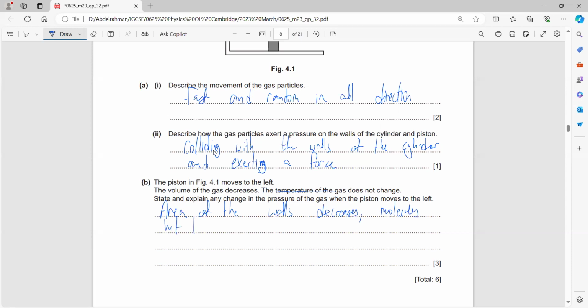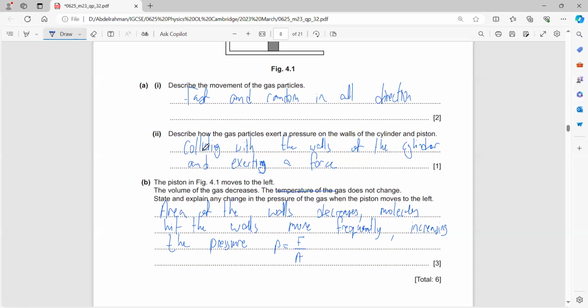So molecules hit the walls more frequently, increasing the pressure. Okay, pressure equals force over area. That's it.